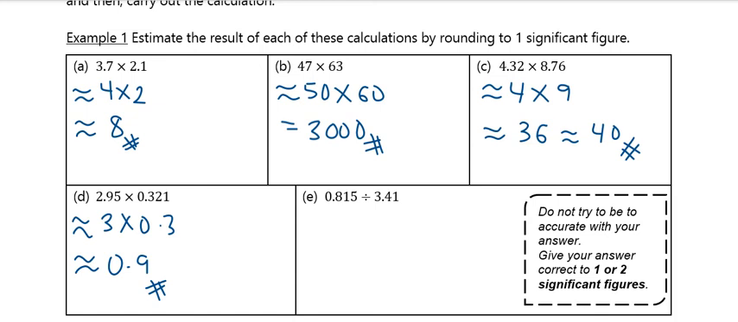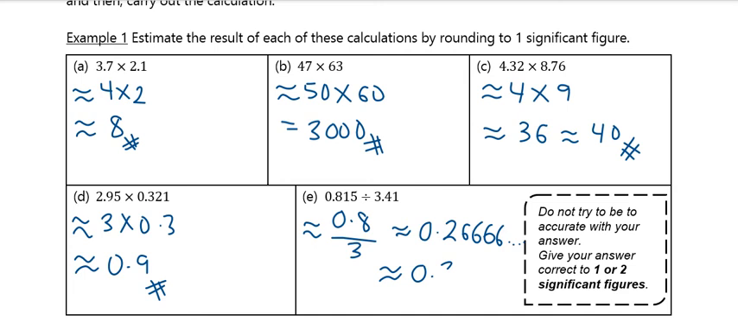And last but not least, here 0.815 divided by 3.41. So here you will have 0.8 divided by 3. And here, when you divide this, you actually have 0.2666, which is recurring. So just round this off straight away to one decimal place, and you will get 0.3. Okay, so that's example number 1.